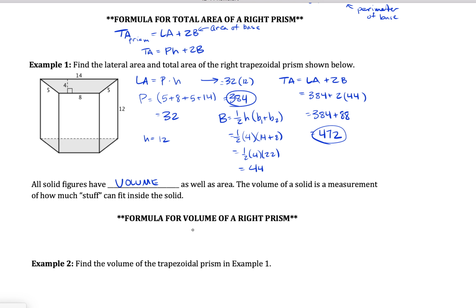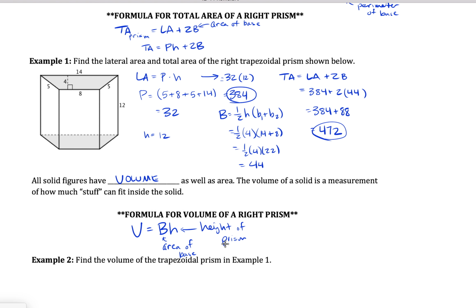Now the formula for the volume of a right prism is a lot easier than the total area of a right prism. It just looks like this: capital V equals capital B times H. Capital B means the same thing as it did above. It's the area of the base. Capital H means the same thing as it did above. It is the height of our prism.